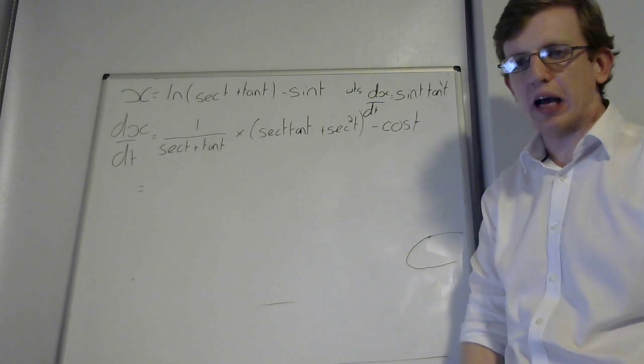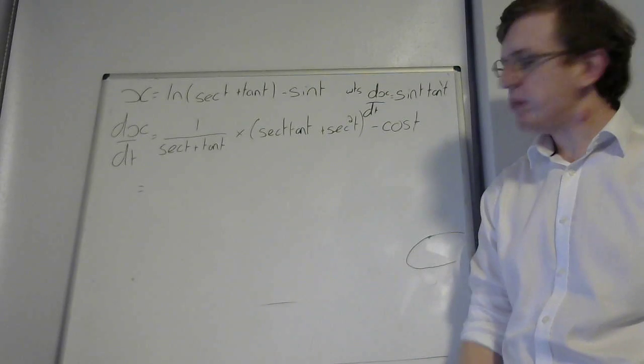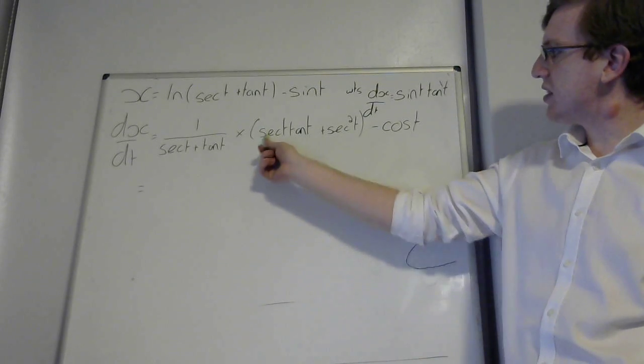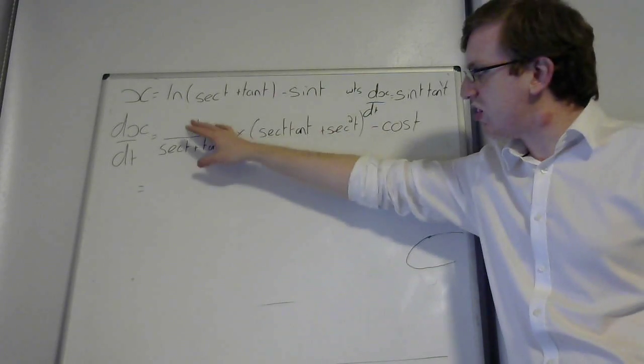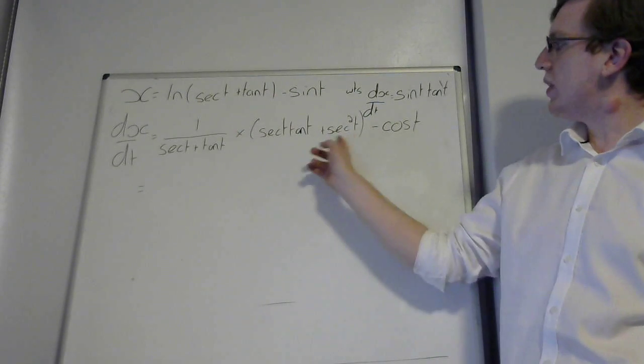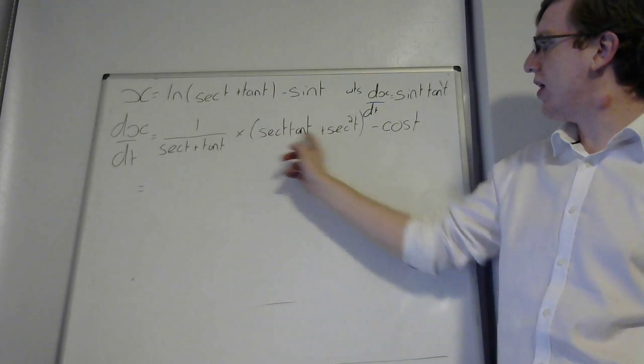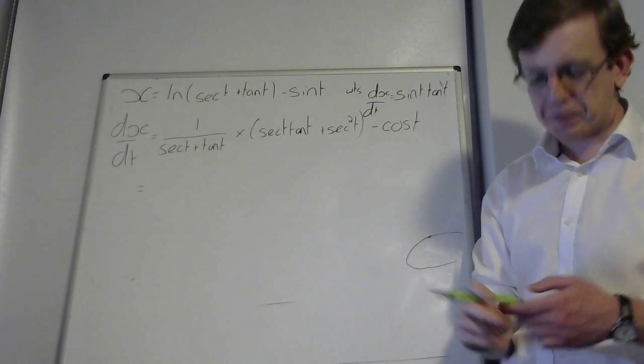Okay, how are we going to do that? Next step then is we can have a look inside this bracket here. And I think at this point I will bring the bracket on top of my fraction. We can factorise out sec t out of here.